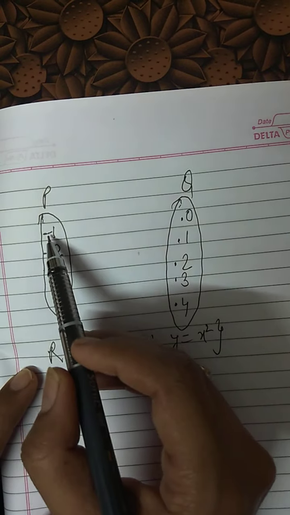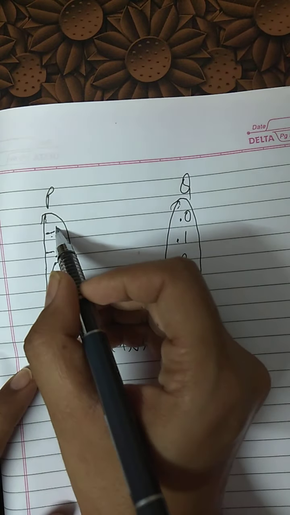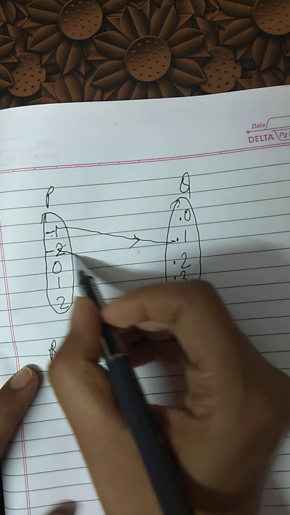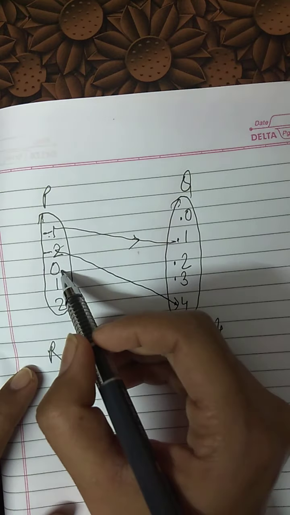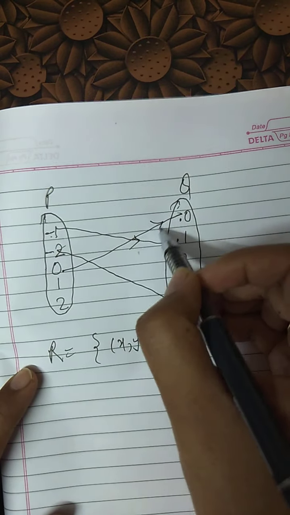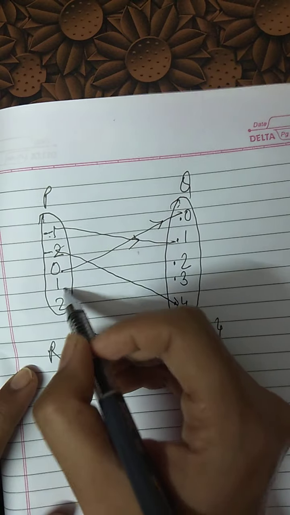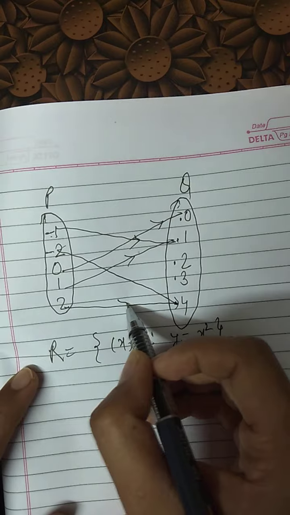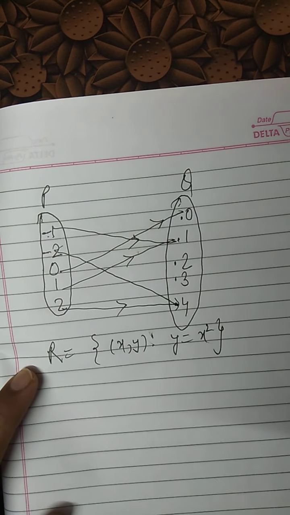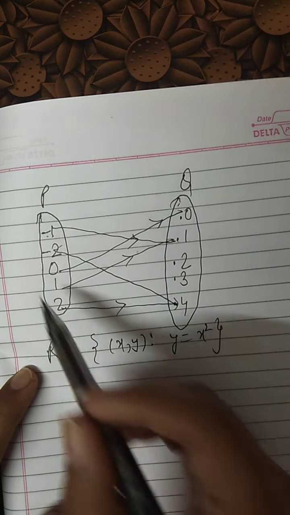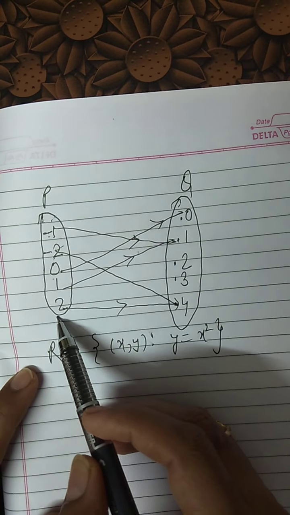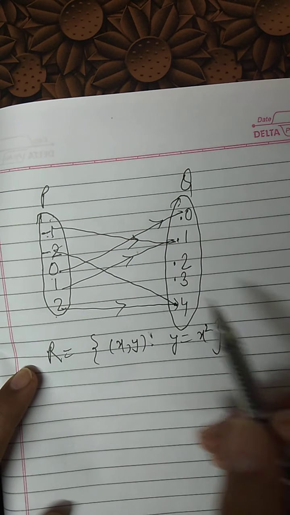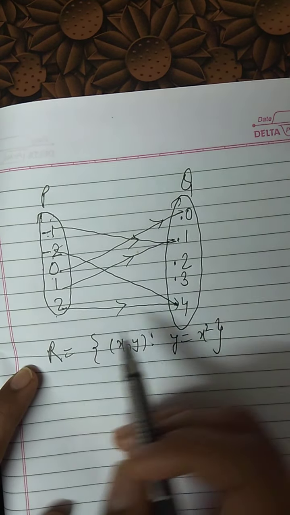Now we know the square of -1 will be 1. Square of -2 will be 4. Square of 0 will be 0. Square of 1 will be 1. Square of 2 will be 4. Here what is happening? I am repeating my statement: if every element of the first set has a unique image in the second set, then it is a function. I think here the condition is getting satisfied.